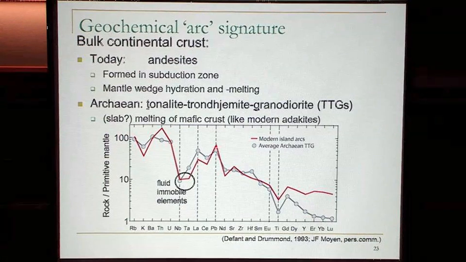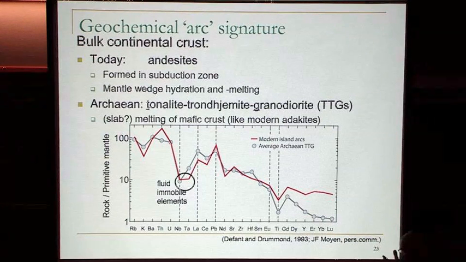And the reason why it's not very smooth is because this probably includes fluids. And the fluids, some of the elements are fluid immobile, and they like to sit in the residue, whereas others like to go into the melt. And that causes the spiky pattern that we observe for most arc signatures, contrasting to mid-ocean ridge basalts. Now the gray dotted line on this plot is for Archaean continental crust, the so-called tonalite, trondhjemite, granodiorite.